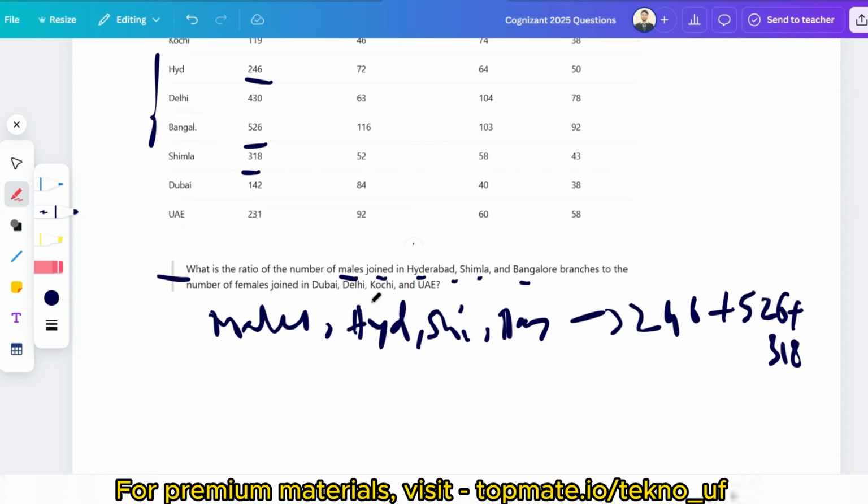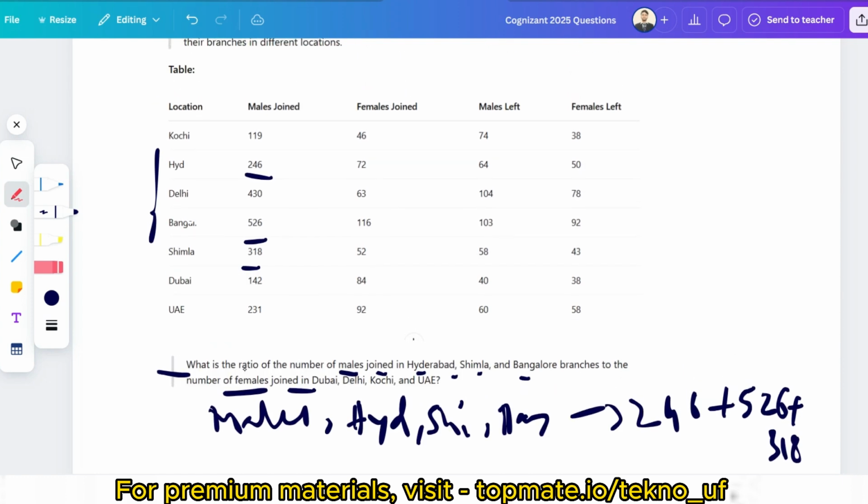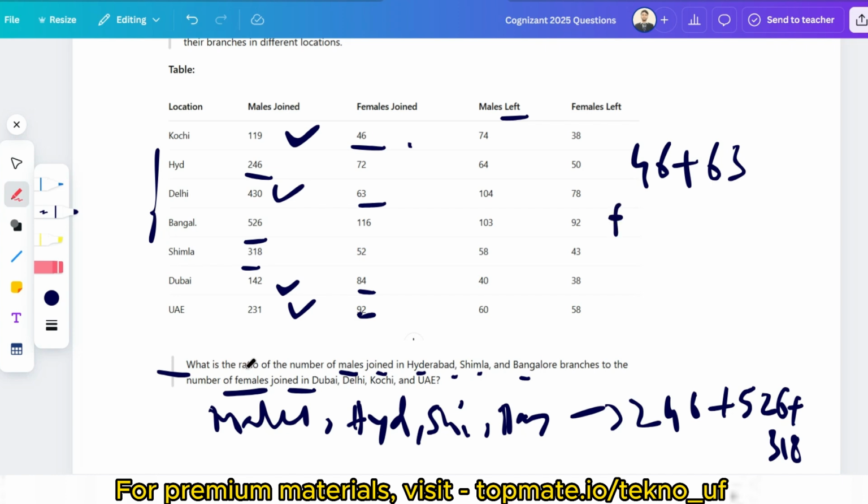Then the number of females joined in Dubai, Delhi, Kochi and UAE. So these four locations, females you have to add. Okay, so just be careful if they have asked you left or joined. So this and this, total you have to add. So 46 plus 63 plus 84 plus 92, right? So just add these numbers.